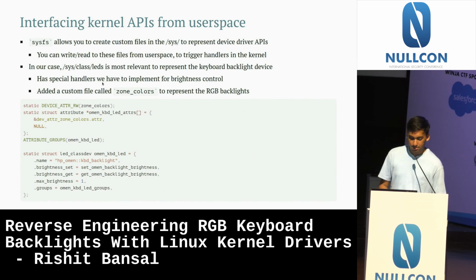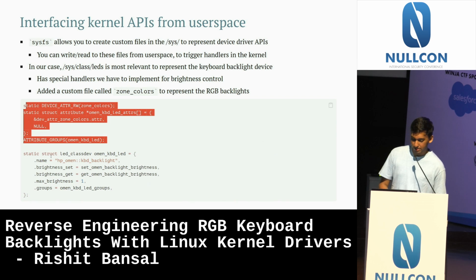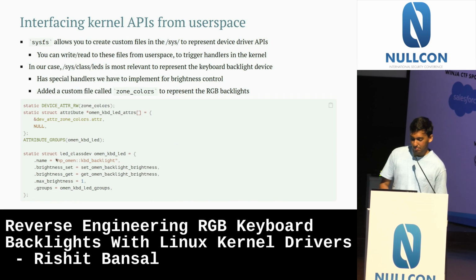So in my case, Linux has a standard for this sort of thing, unlike Windows, where it was obscure Windows APIs. So you can define a file inside /sys/class/LEDs to represent your backlight. In my case, I named this HP WMI keyboard backlight. And I also made a custom file to represent the state of each zone, right? So yeah, this is the code for doing it. It's not important, but basically the important points are we can specify the name of the file, and also we have to define handlers for what happens when you read and write on these files, right?